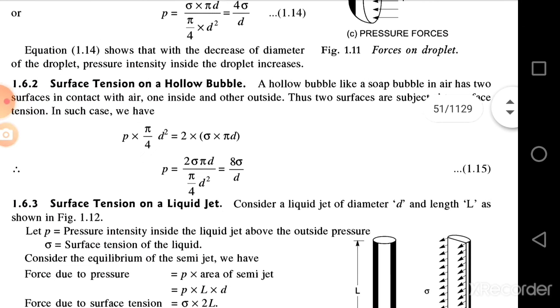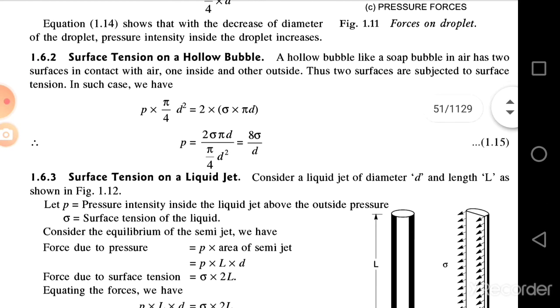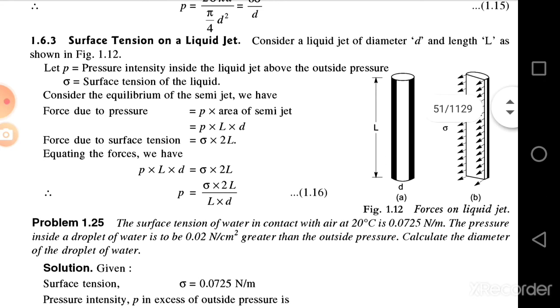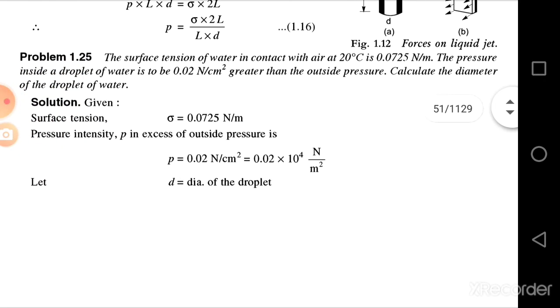Then if you consider a soap bubble, the pressure is 8 sigma by d. Then consider a liquid jet. Considering the surface tensile force, the pressure inside is 2 sigma by d. And we'll see simple problems here.